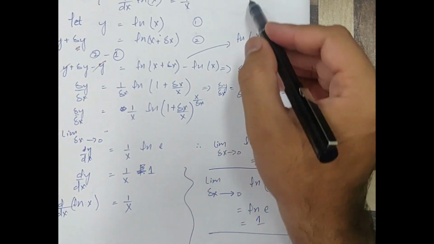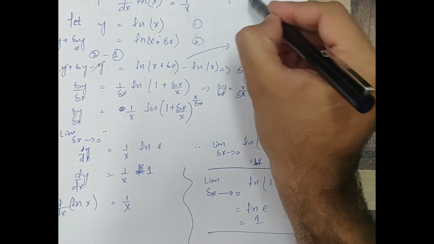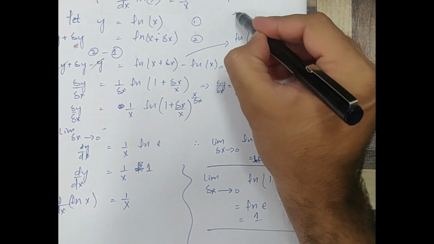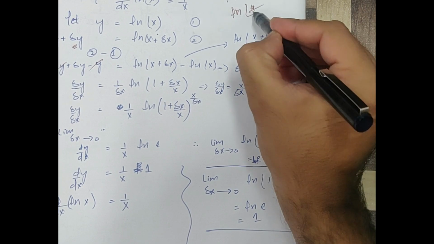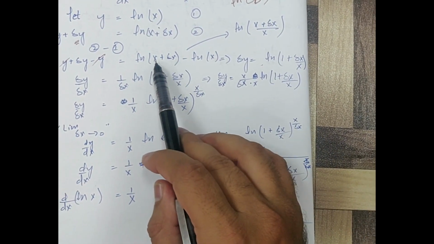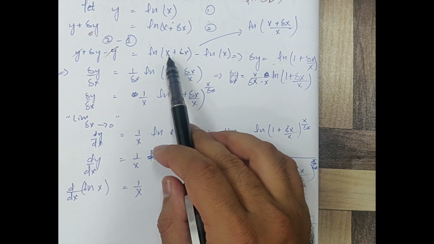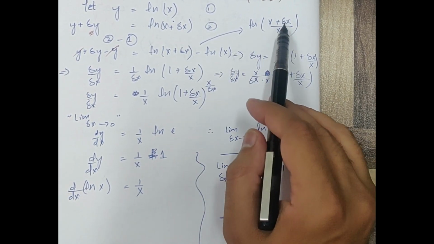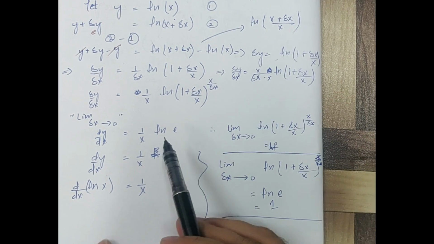We know that when there are two functions, log a minus log b, we can write them as log a over b. That's what happens here. So I've just written these functions as log of x plus partial x divided by x.